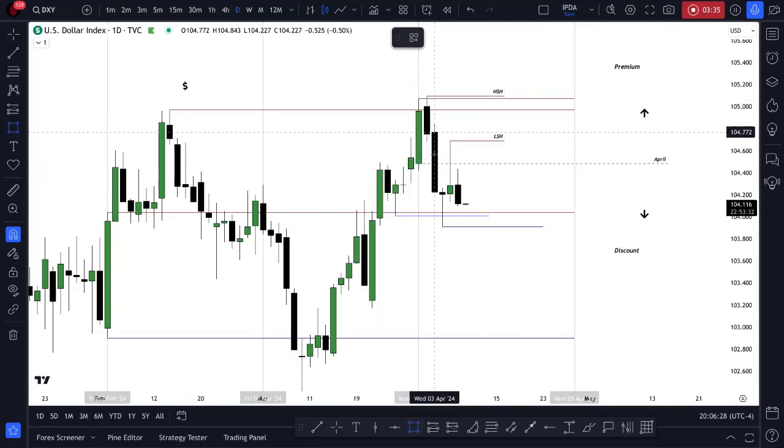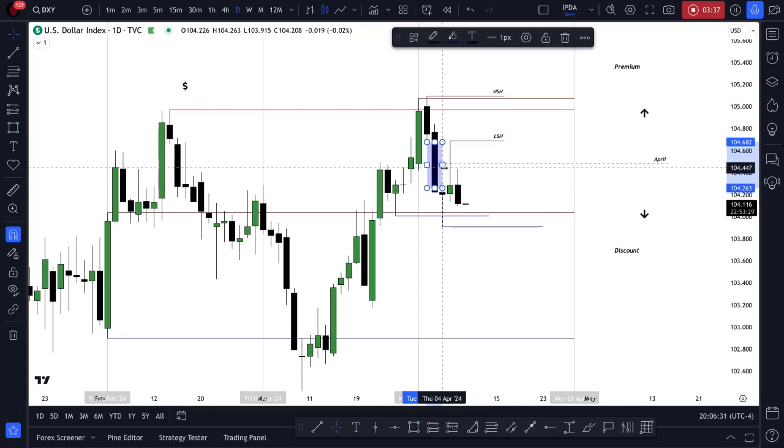And you can also see it's forming inside of what? That PD array that we have. This is that SIBI to the downside. We'll make this red.